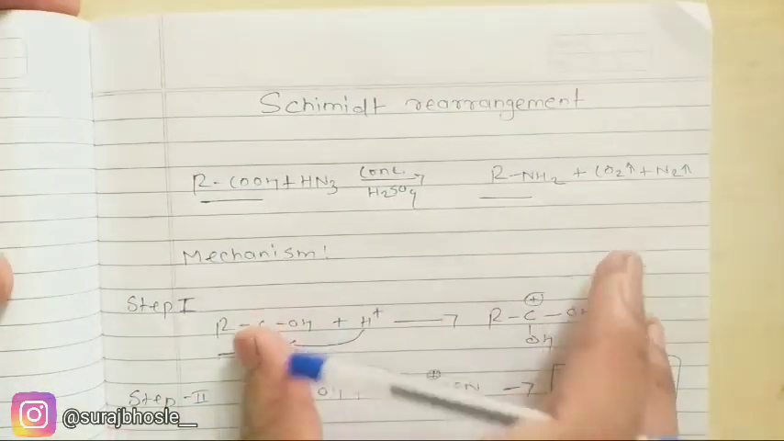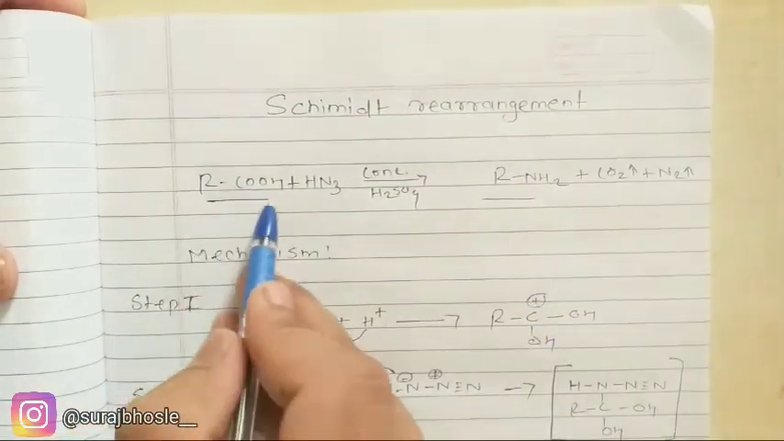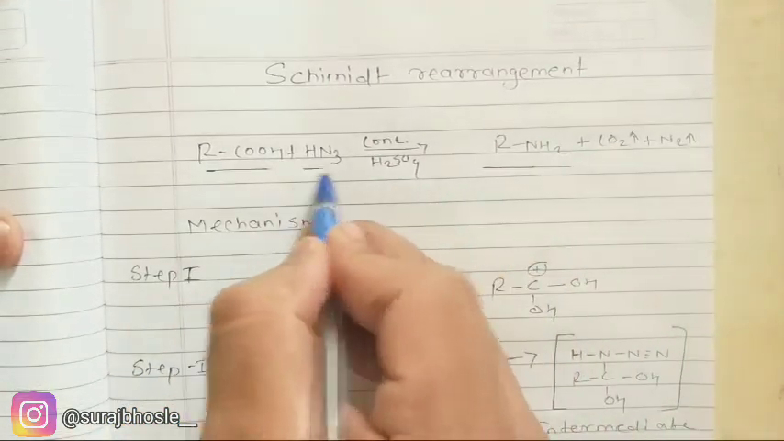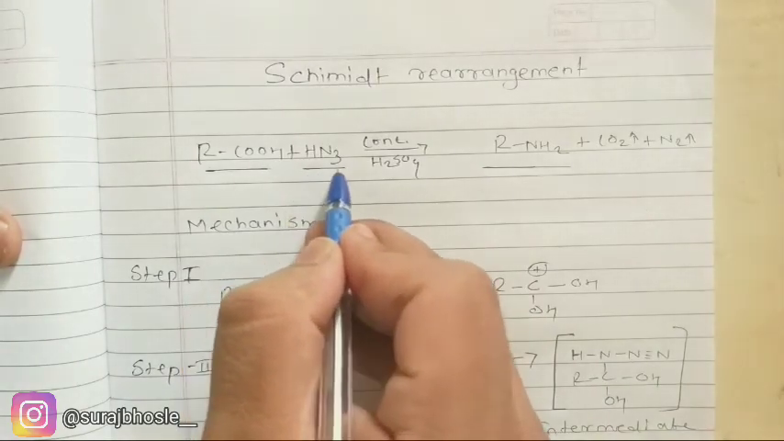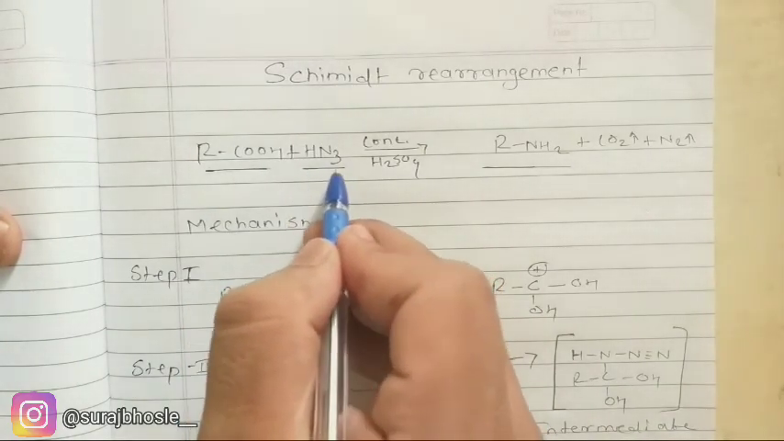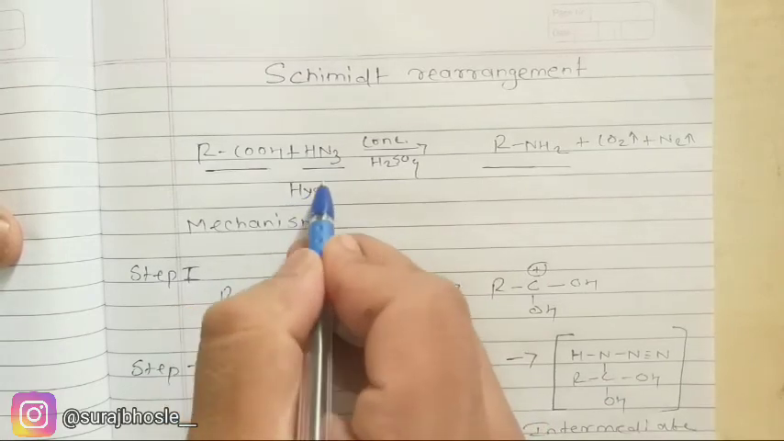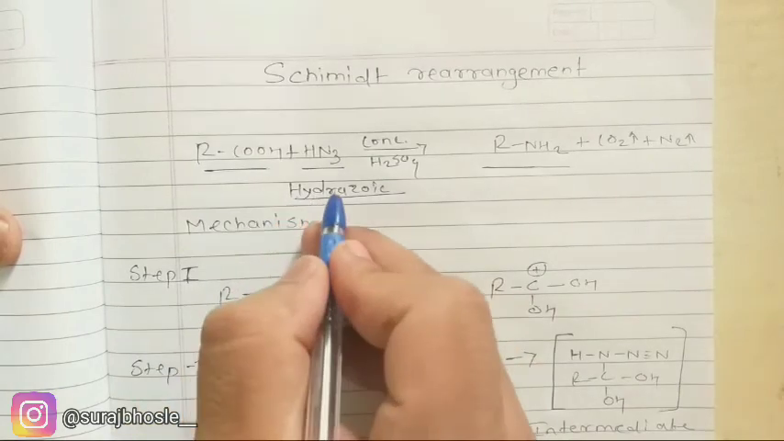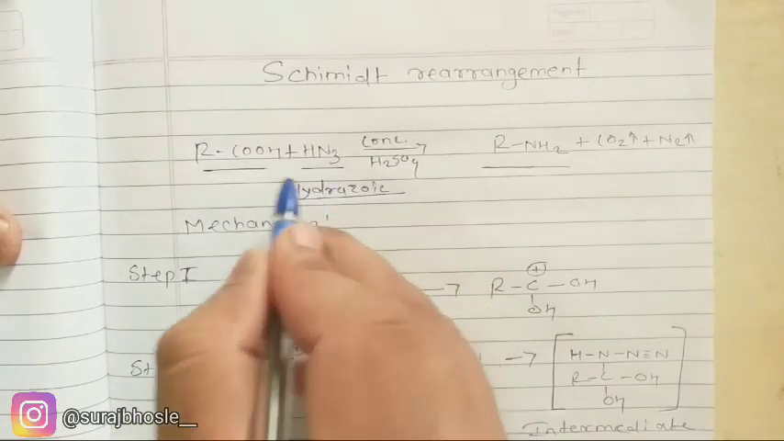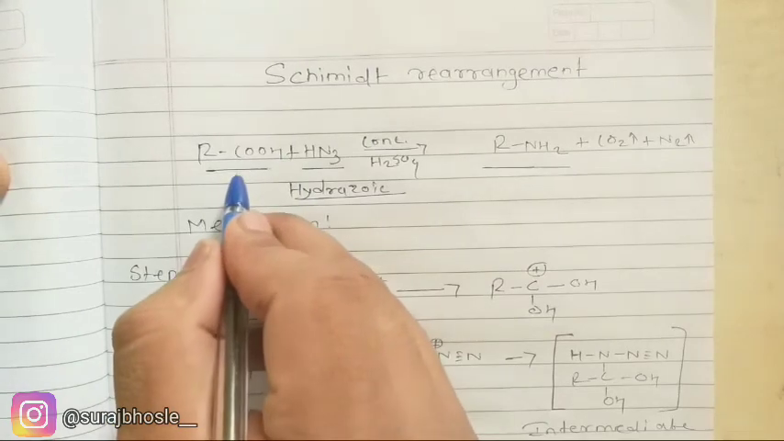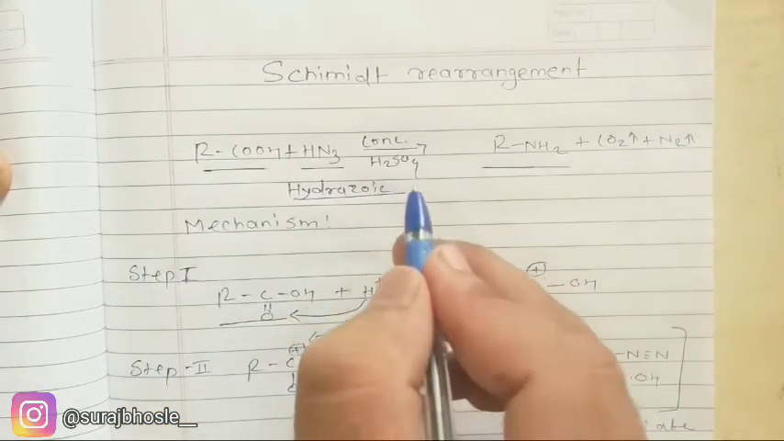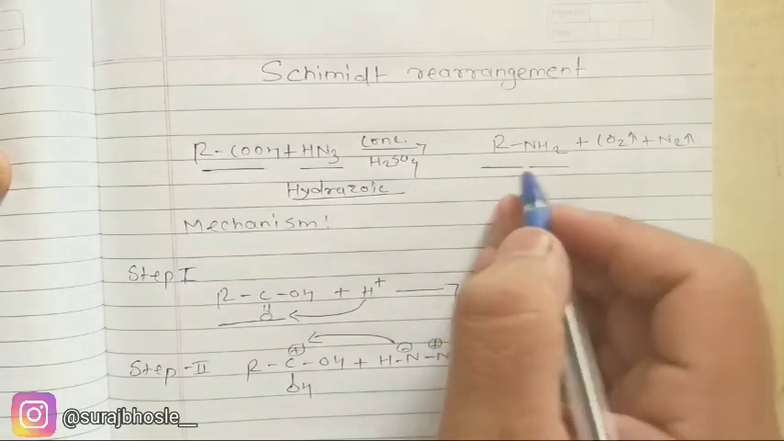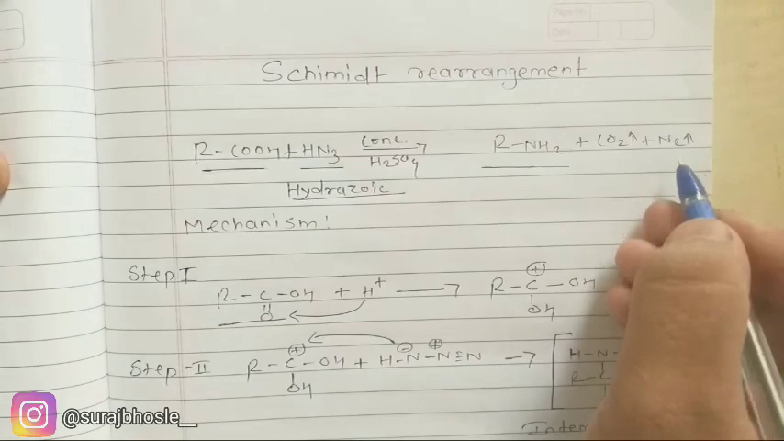It's very simple. In the Schmidt rearrangement, this carboxylic acid is converted into primary amine. Very important is this: HN3, sorry, HN3. This is hydrazoic acid. So remember it, whenever hydrazoic acid is reacting with the carboxylic acid in presence of concentrated H2SO4, we will get RNH2, that is primary amine, plus CO2 and N2 as a byproduct.